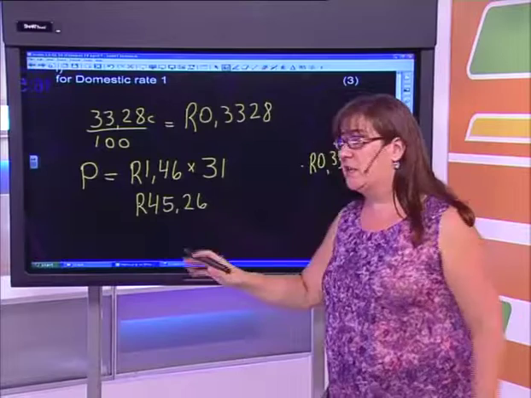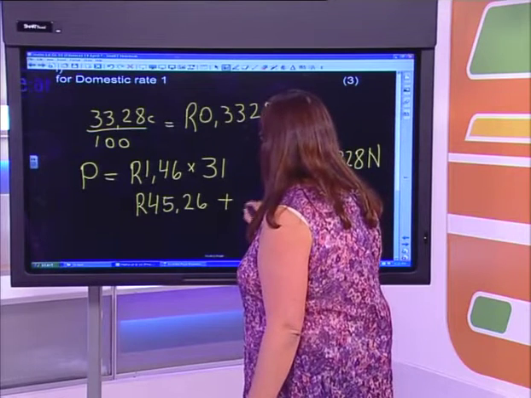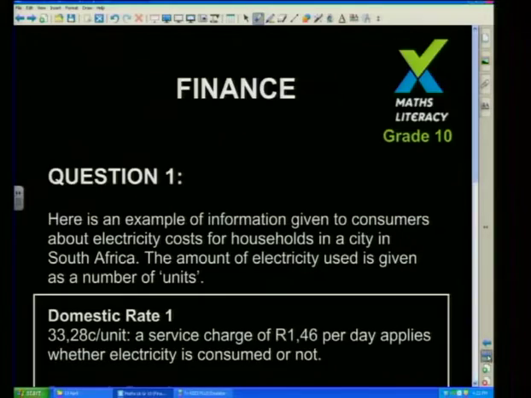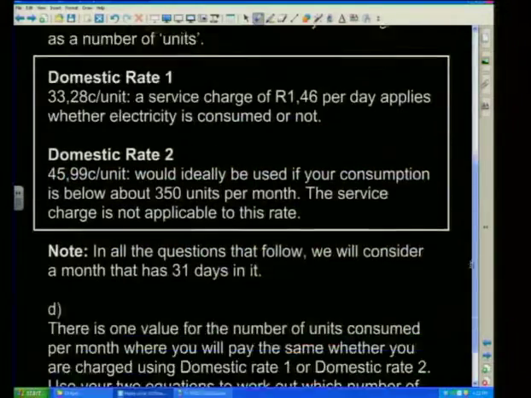So that's my fixed cost for this particular month, and then I can add this 0.3328 and times it by the number of units that we use. Okay, so let's move on. So we did 2. Let's move on to the next part of the question, which I think is this one.